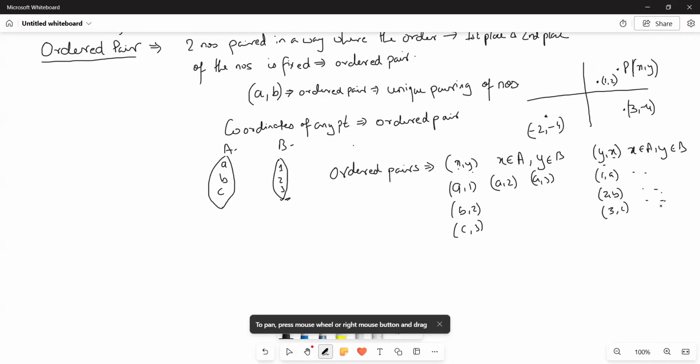That is how we create an ordered pair. An ordered pair requires a pairing of two numbers. And then we have to define where the first number will come from, where the second number will come from, and then we have it as an ordered pair. Is everyone clear with this?